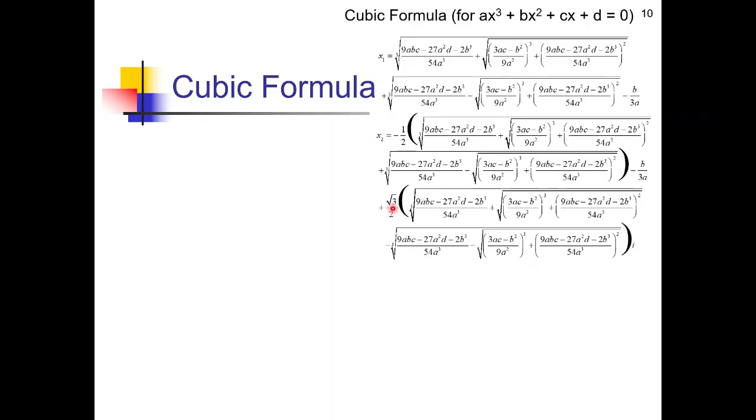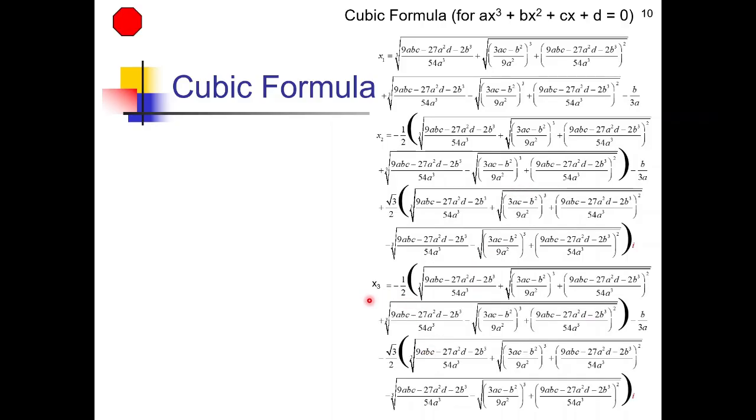X2, the second solution, is all of this stuff. If you thought the first solution was pretty gnarly, well, this is pretty wild. And then there's X3, which looks a lot like X2, but there's a few minor differences in terms of signs and things. So yeah, there's a cubic formula, but it's a little bit more than the quadratic formula. I think there's a quartic formula too, and it's even crazier than this.